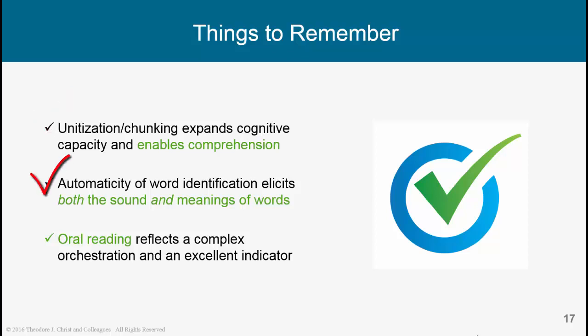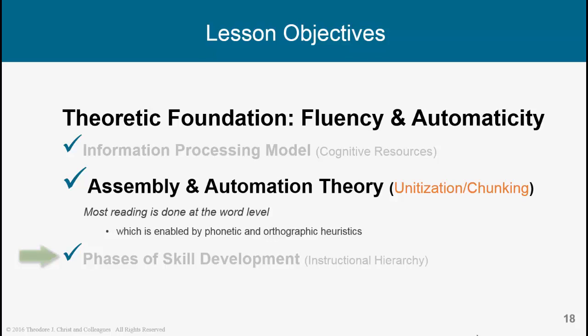And automaticity involves not just the sounds of the word, but also the meaning. So when we listen to a student read aloud, they're accessing both of these things, not just decoding the words or reading so quickly they don't understand it, but both meaning and the word sounds. Finally, oral reading is an excellent indicator of generalized reading performance, which we'll continue to discuss in the next video. In part 3 of the unit on automaticity, we'll discuss the phases of skill development and implications for instruction.